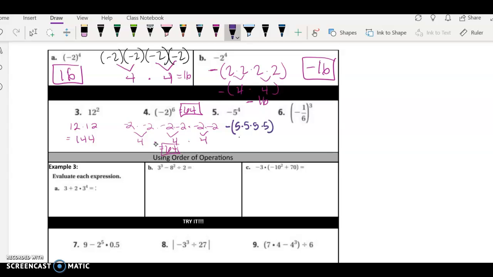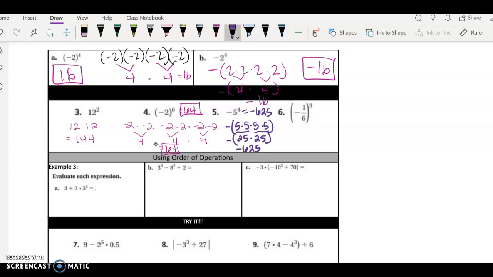So 5 times 5 is 25 times 25. And I just multiplied these two 5s and these two 5s. And then now we're going to bring down that negative in those parentheses. And 25 times 25 gives us 625. And it is going to be negative because that negative is on the outside. So we have negative 625.